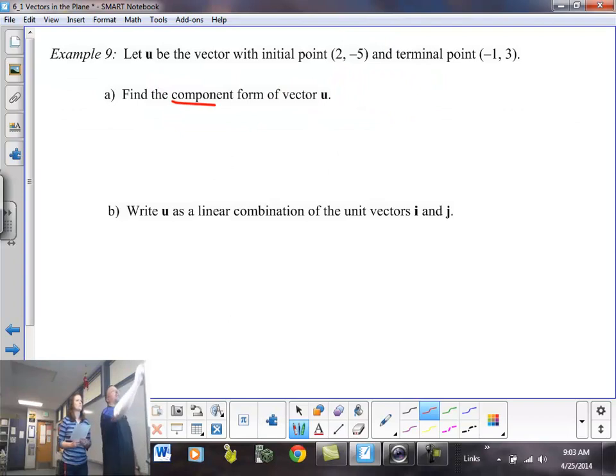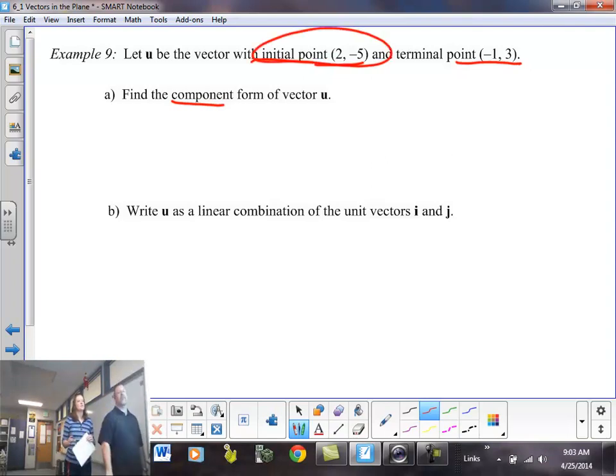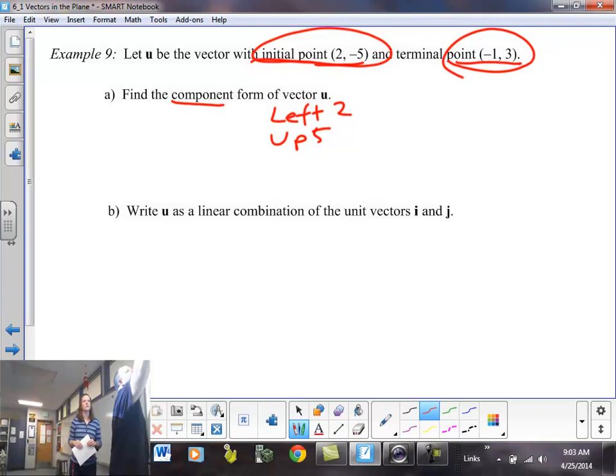So how does one do this? We want to find the component form of u, the vector with initial point (2, -5) and terminal point (-1, 3). Component form means I have to move it to the origin. So how do I move the initial point (2, -5) to the origin? I'm going to have to go left 2 and up 5, and that's going to put me back at the origin.